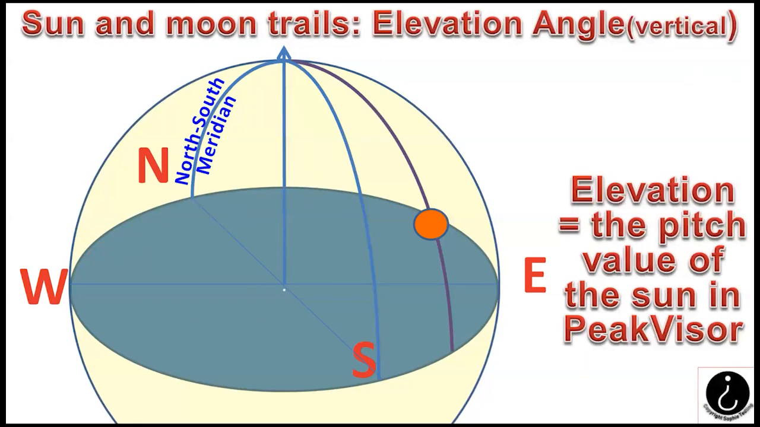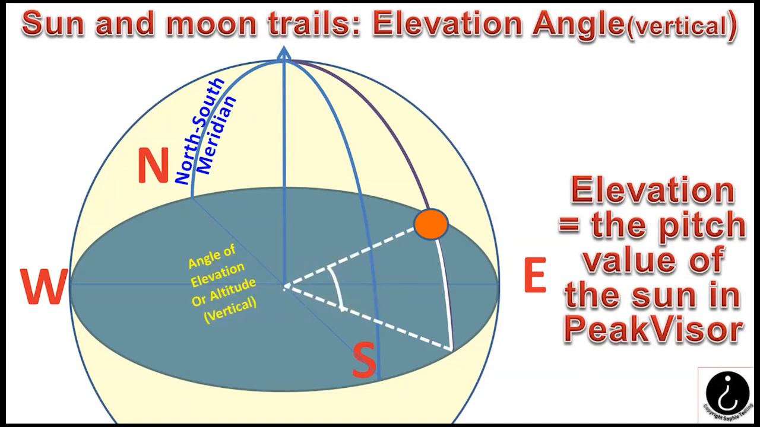And the other value is the elevation of the sun. How high is it in the sky? And that corresponds to the pitch value in PeakVisor, which you'll see in the URL. So how high up is the sun in the sky? That's the elevation or altitude.